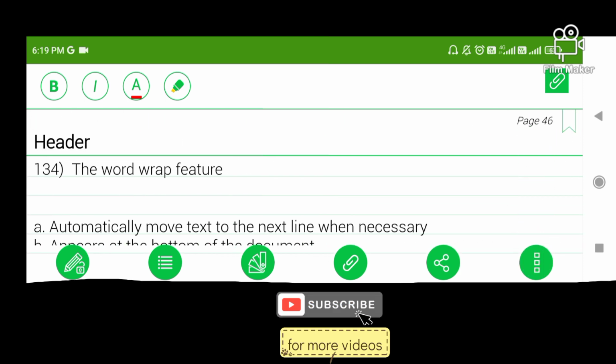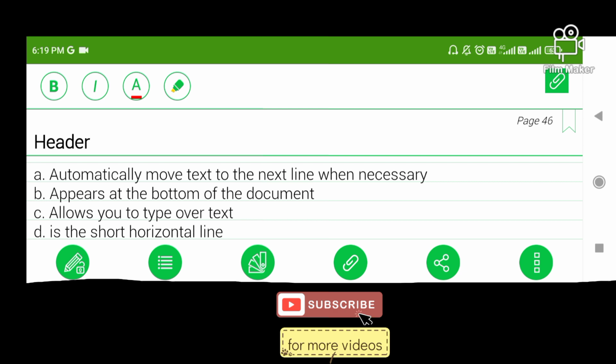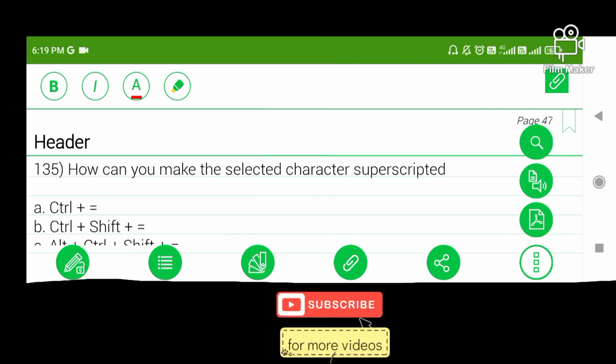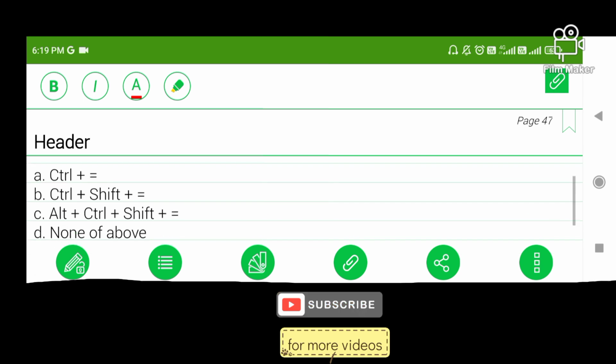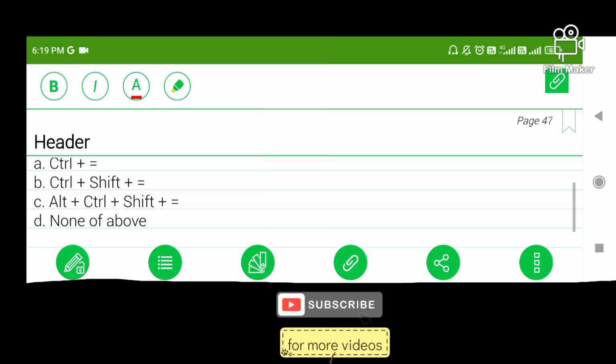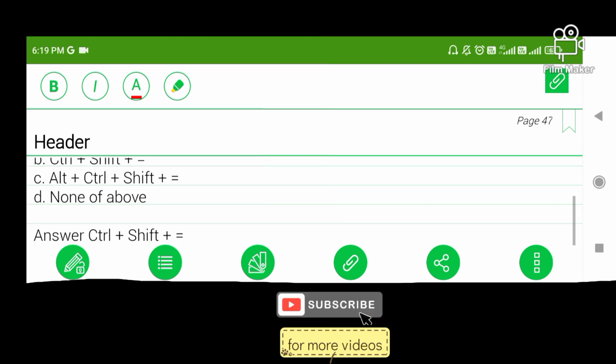134. The word wrap feature: A. Automatically move text to the next line when necessary. B. Appears at the bottom of the document. C. Allows you to type over text. D. Is the short horizontal line. Answer automatically move text to the next line when necessary. 135. How can you make the selected character superscripted? A. Ctrl plus equals B. Ctrl plus shift plus equals C. Alt plus Ctrl plus shift plus equals D. None of above. Answer Ctrl plus shift plus equals.